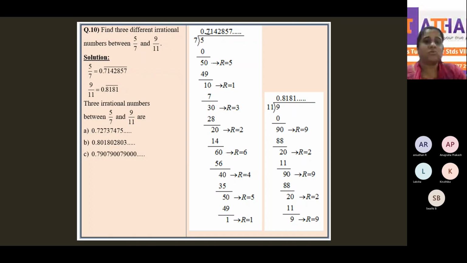So what do you see here? 714285. Again, if you're getting 7, you will definitely get the same digits 1, 2, 8, 5. So 714285 is the repeating block. The minute you get 7 again, that means all this will come again.